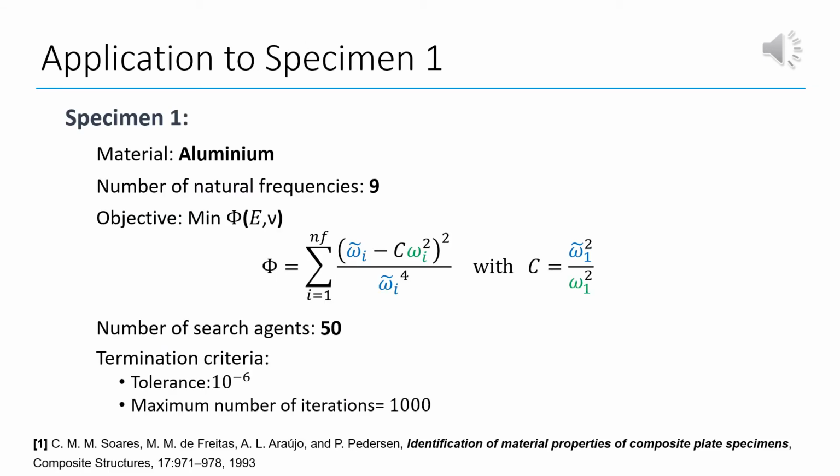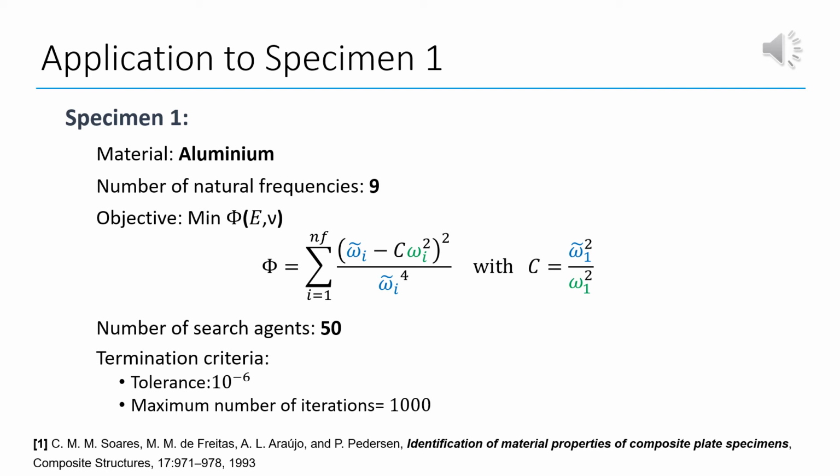Application to Specimen 1. The first optimization problem presented uses Specimen 1, which is an aluminium specimen being classified as isotropic with only 2 design variables. For this specimen, the first 9 natural frequencies are provided. This optimization problem uses this objective function using 50 search agents for all algorithms, and the stopping criteria are the same for all algorithms, that was 10⁻⁶. The maximum number of iterations was 1000.